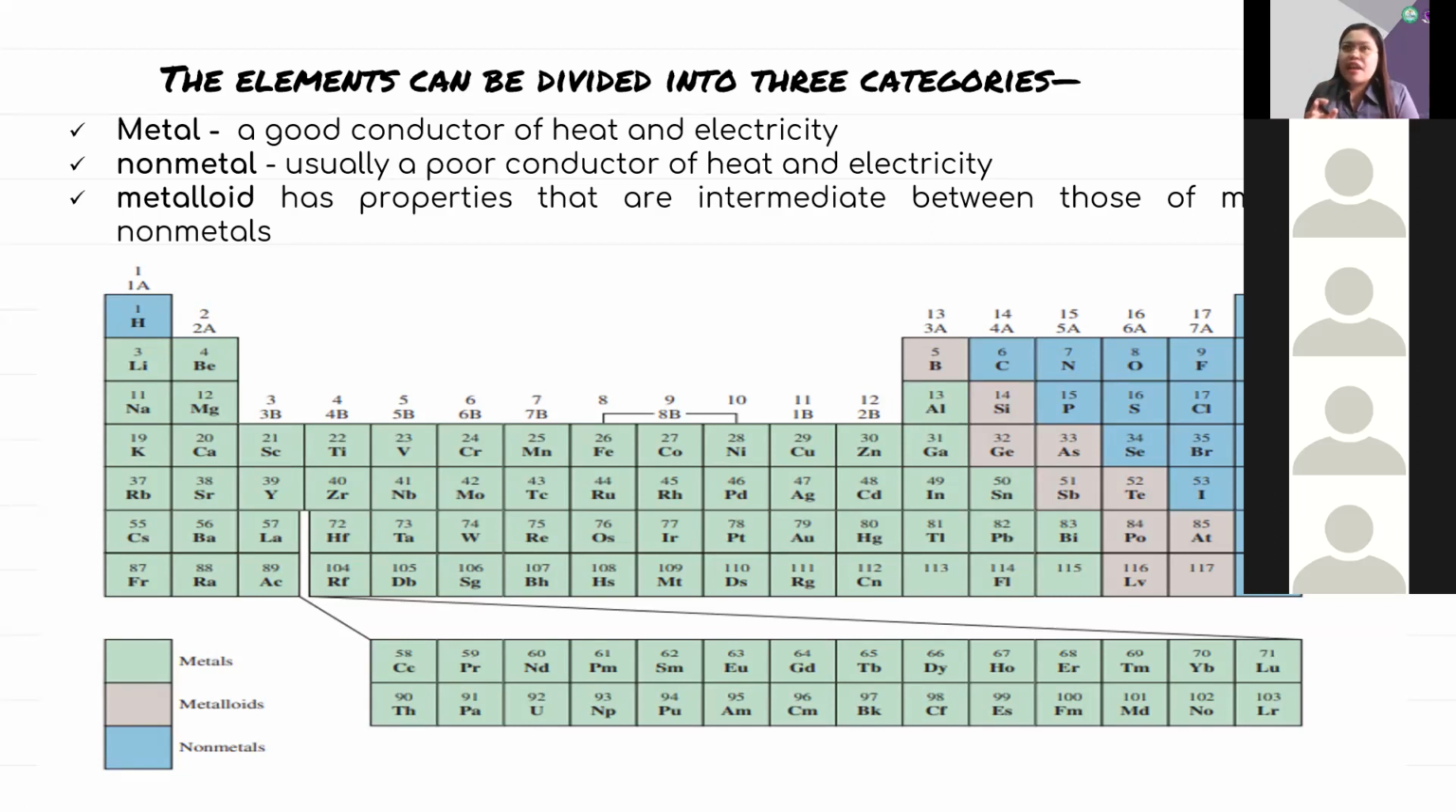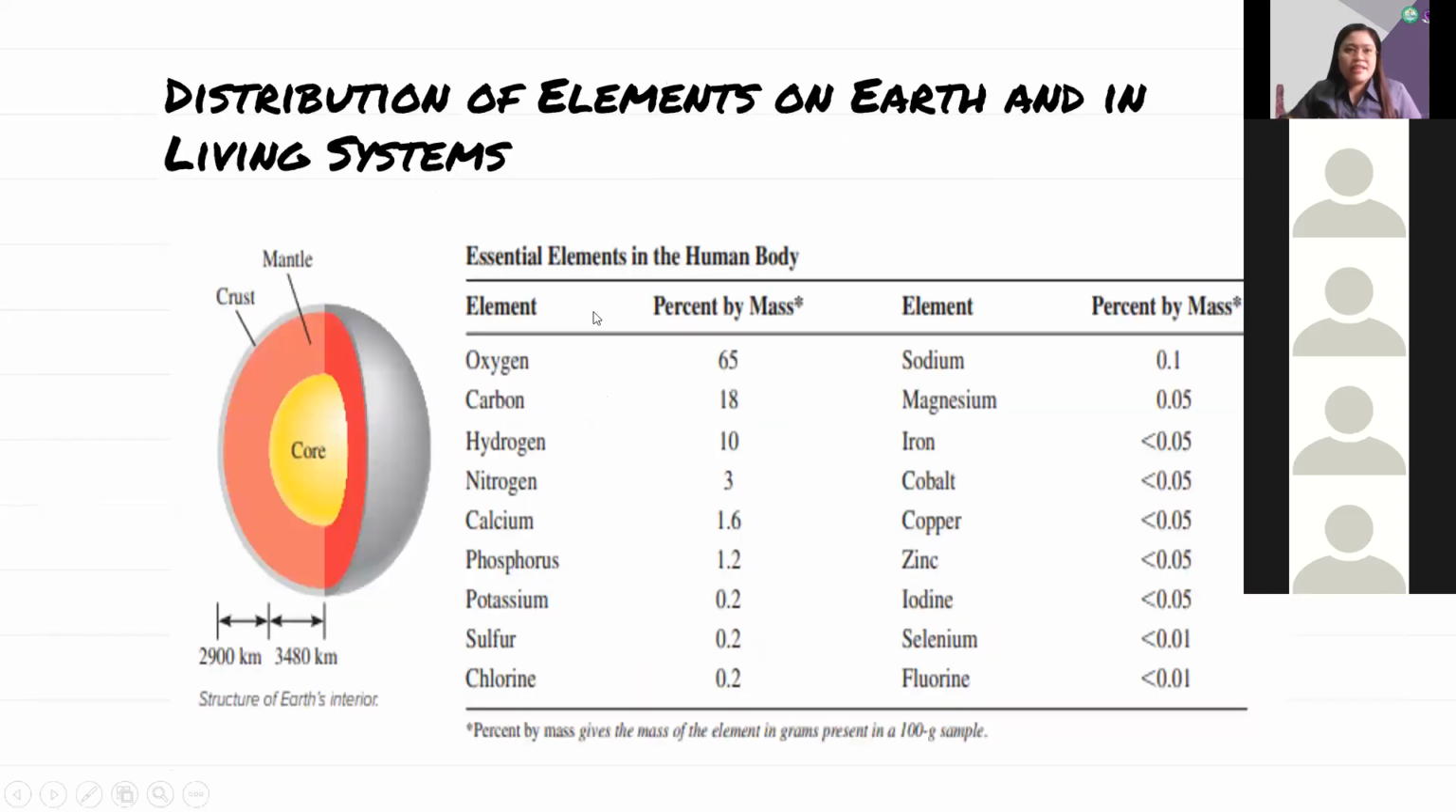Their characteristic na sila characteristic na pareho sa metal. They also have characteristics that are the same with the non-metals, but we cannot classify them as metals or the non-metals. So giisa nato sila. In between, we have the metalloids or the semi-metals. Okay? Now, this is the distribution of elements on Earth and in living systems. The one that you can see on the screen are the essential elements in the human body. So what are the elements that we need for us, for our cells, for our organs to function well?